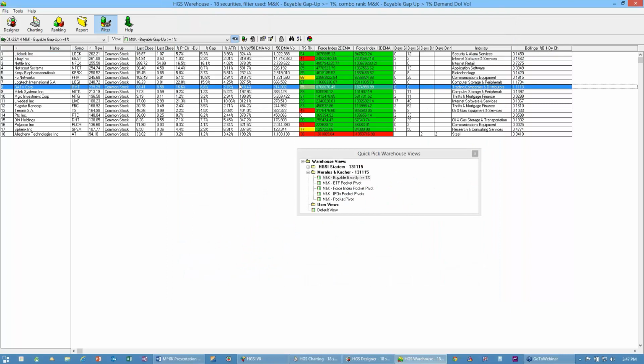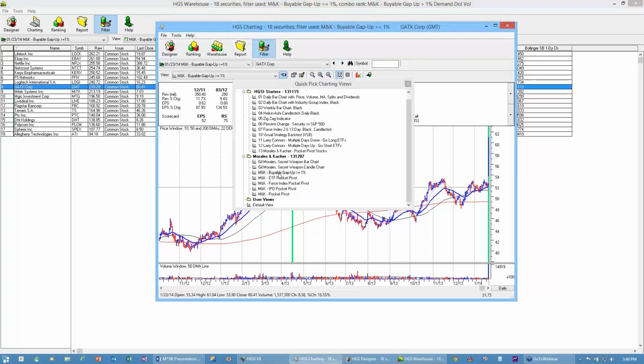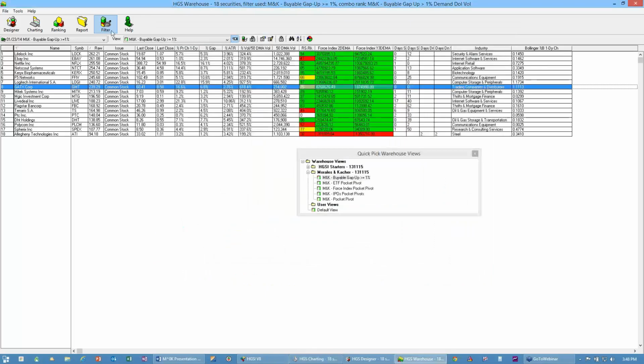When you do use these views, if you want to see where other signals occurred, use the corresponding chart. I need to get to the charts again. Just use the corresponding chart, and in this instance it's a buyable gap up, and then you'll have these visual filter backtests.